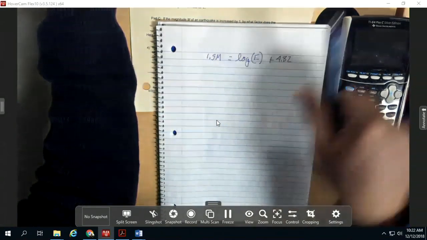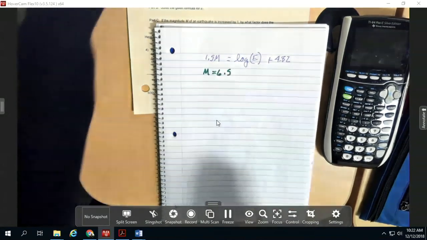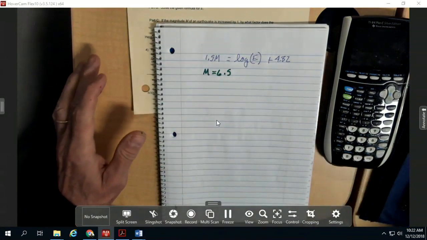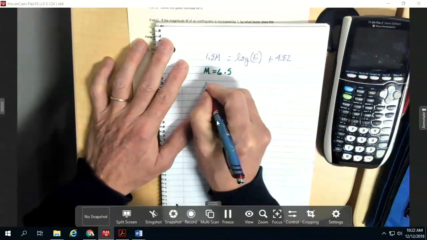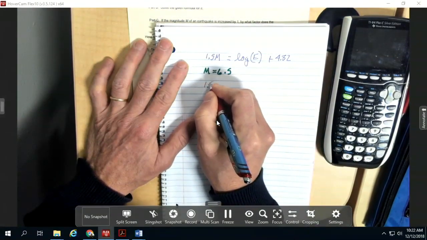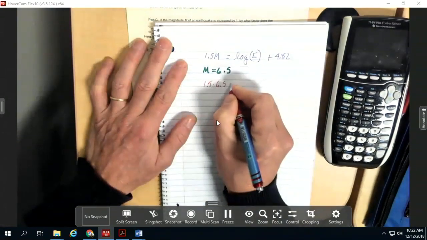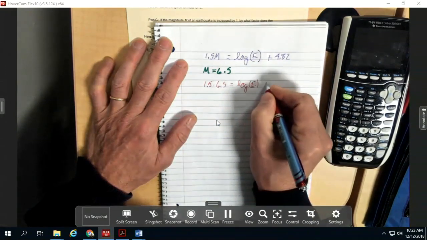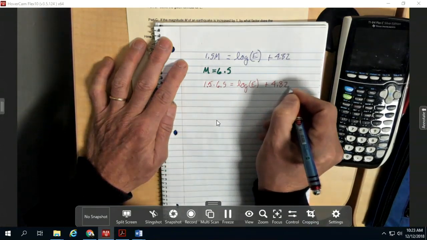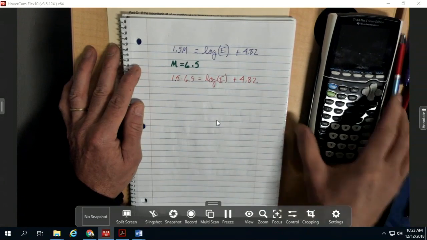Part A. What is the TNT equivalent of a magnitude 6.5? Let's do the math for a 6.5 earthquake. So we would take 1.5 times 6.5. That will equal whatever our energy is plus 4.82. What should we do first to solve this problem?